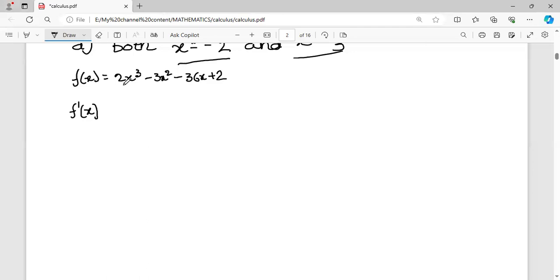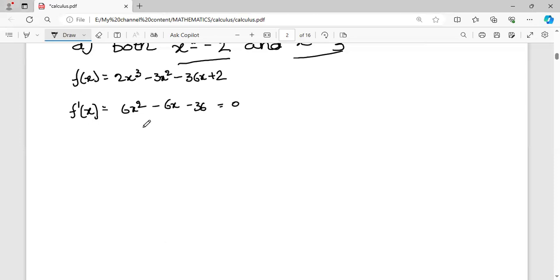Do the differentiation. 2x cube, the differentiation is 6x square. Next, minus 3x square, that is minus 6x. Minus 36x, the differentiation is minus 36. Plus 2, 2 is the constant, so the differentiation is 0. So here f dash of x equal to 6x square minus 6x minus 36. After that, take that as f dash of x equal to 0.